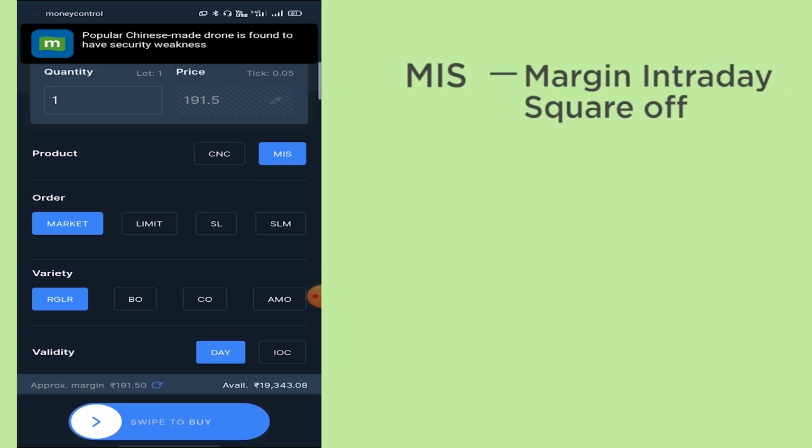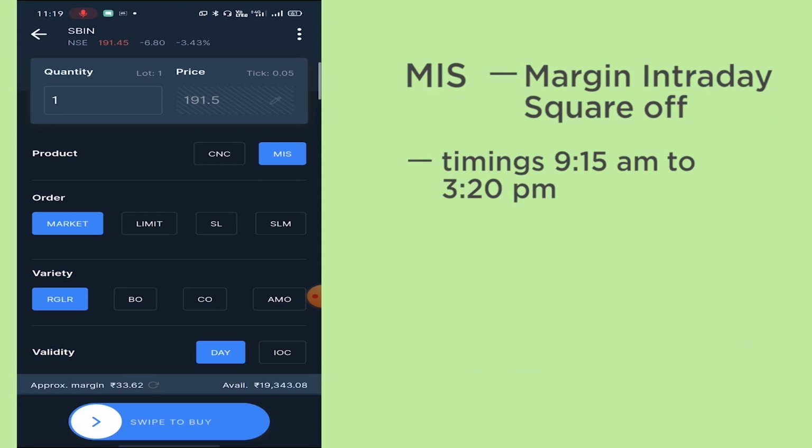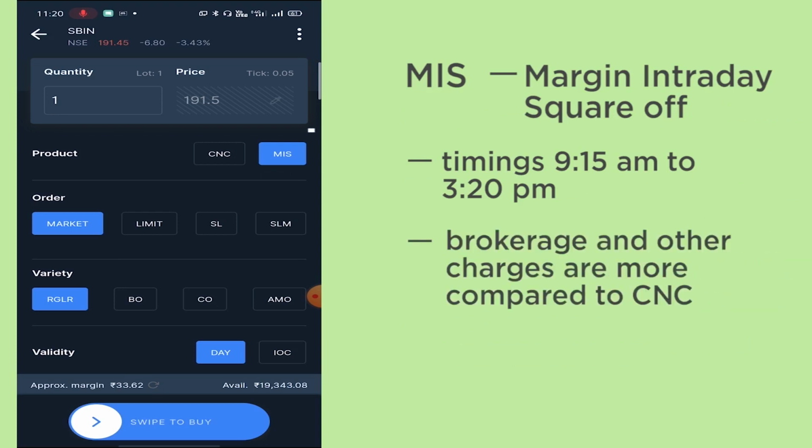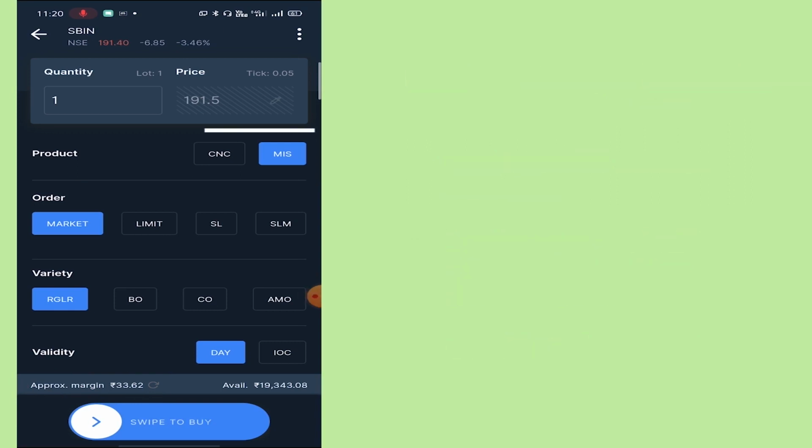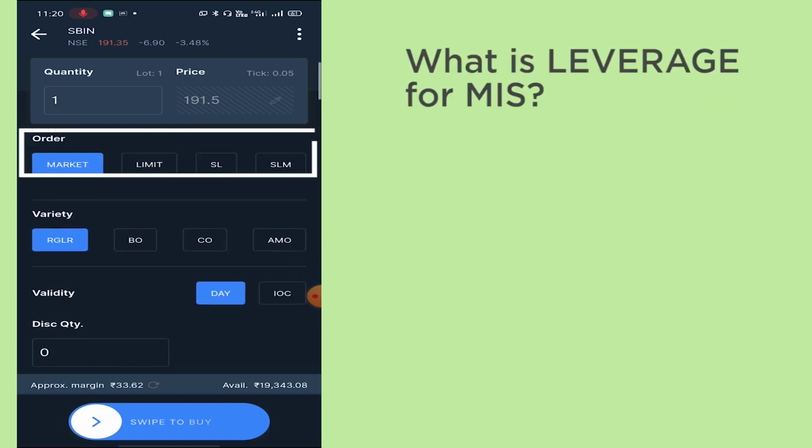In MIS, a trade taken on the same day should be squared off before 3:20 PM. You can't carry the stock forward to the next day, and I will show you the approximate margin required for this. See, if you consider MIS, you will need only 33.62 rupees to buy this stock. The only criterion is you have to square off the position before 3:20 PM at the end of the day. In MIS, you can take advantage of the leverage provided by the broker.